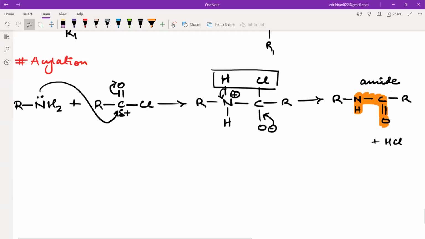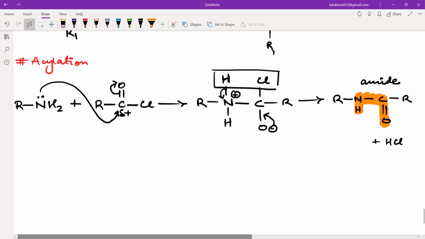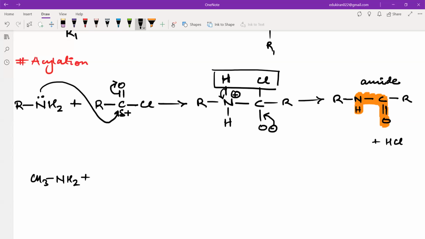Now, important for this reaction will be the name of these types of amides. How do we write the name? Let us start with CH3NH2 plus CH3 C double bond O Cl. Now, obviously, you can also write it like this, which may help you in forming the molecule. You can write the Cl first, carbon double bond O, and then CH3.